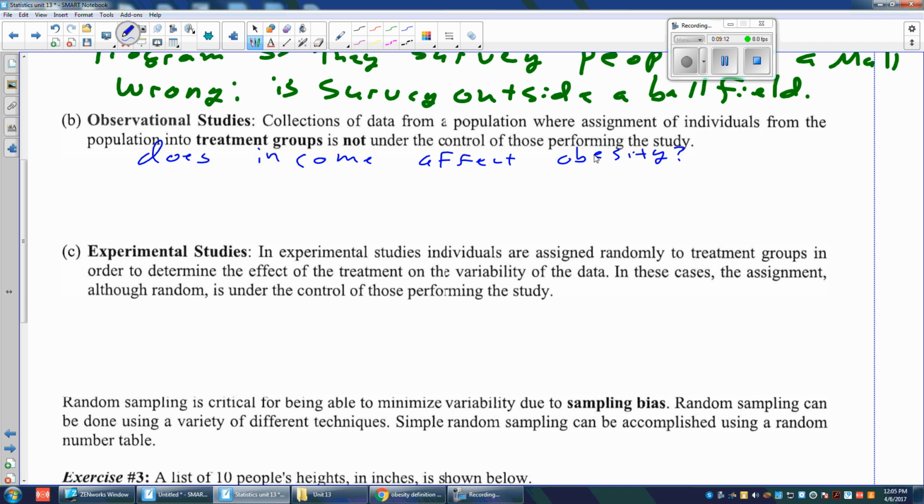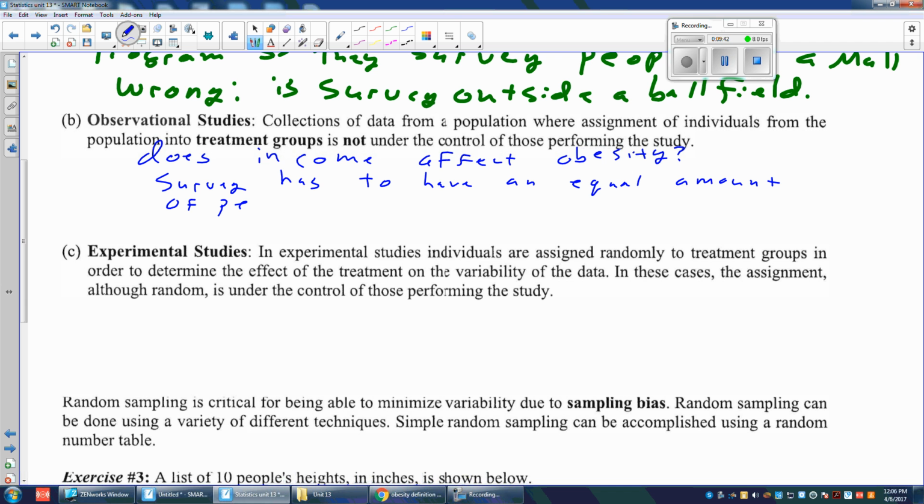They want to make sure that they have a cross-cut of income. So the survey has to have an equal or near equal amount of people in all income levels.